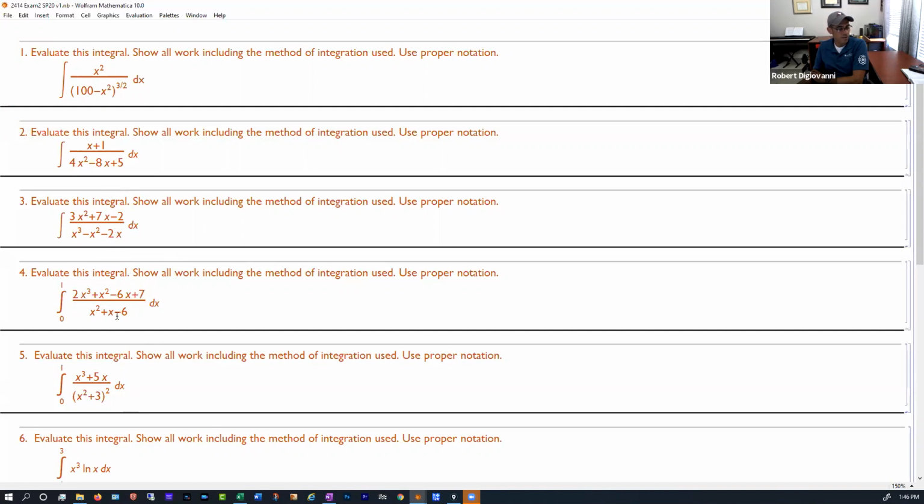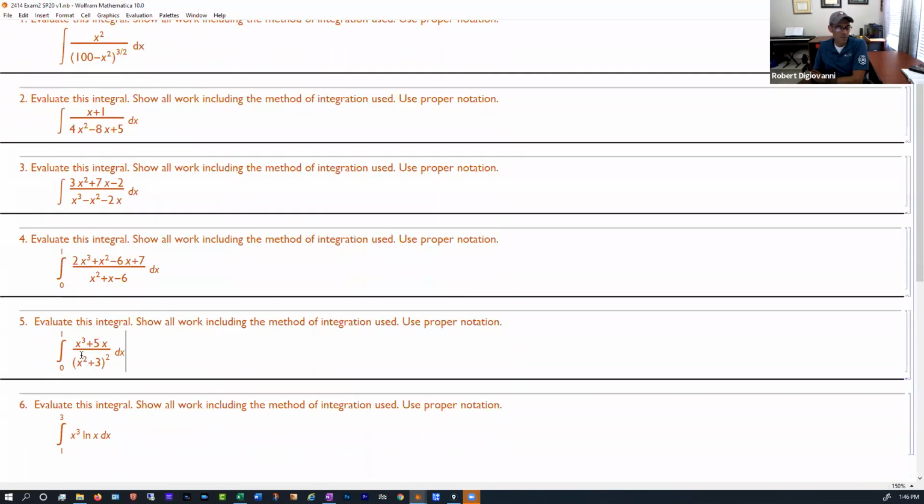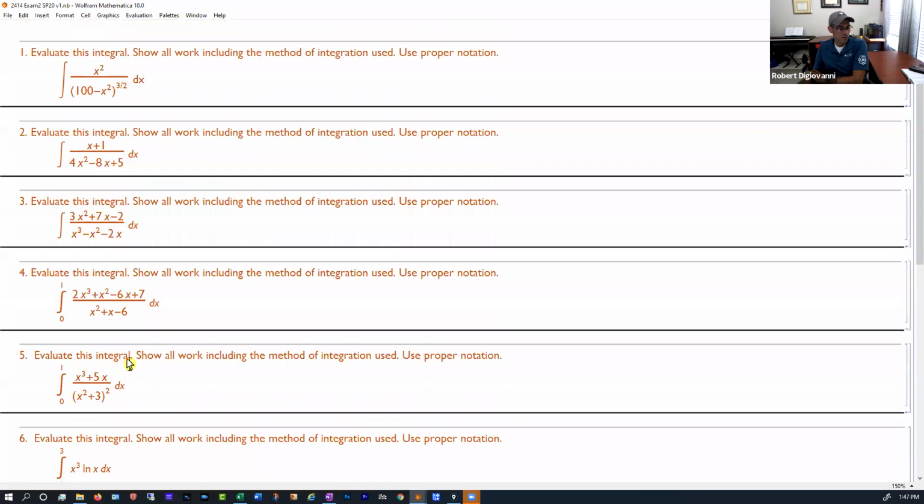For number 4, you have to do long division first. And even number 5 is a rational function. You've got an irreducible quadratic that's repeated. So this gives you a good taste of the types of integrals that I ask students to do. And number 1, we talked about number 1. Number 1 is a trigonometric substitution. So you have to realize that that's the square root of 100 minus x squared all raised to the 3rd power, and then you do your trig sub and you have fun.